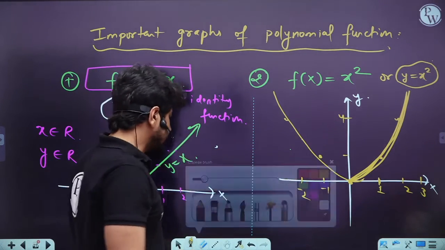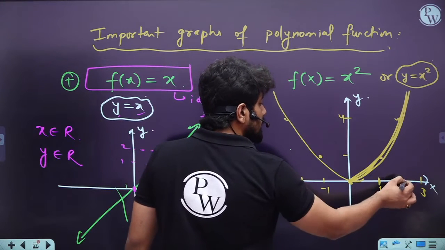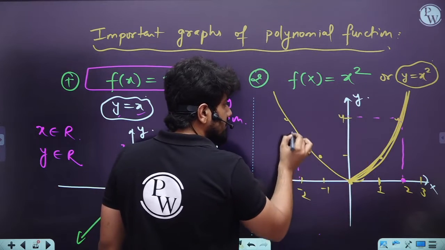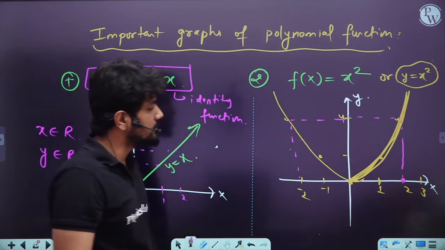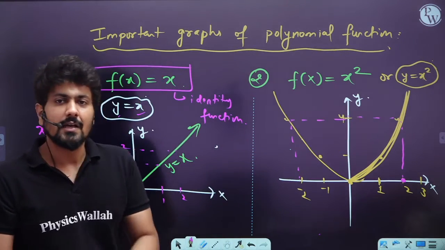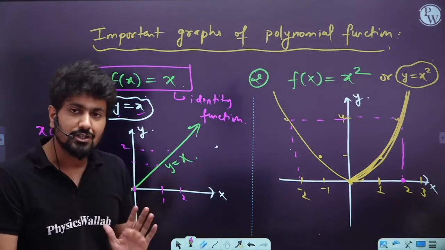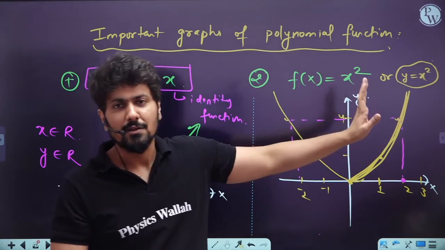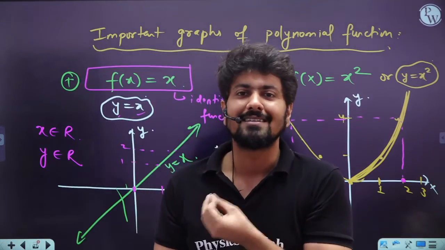See, at two different inputs, we are getting the same output. When I put the input as 2, I am getting the output as 4. When I put the input as minus 2 again, I'll be getting the output as 4. At two different inputs, we are getting the same output. Okay, that works. This is a function because it is passing a vertical line test. Okay, polynomial function. It is a type of a function.